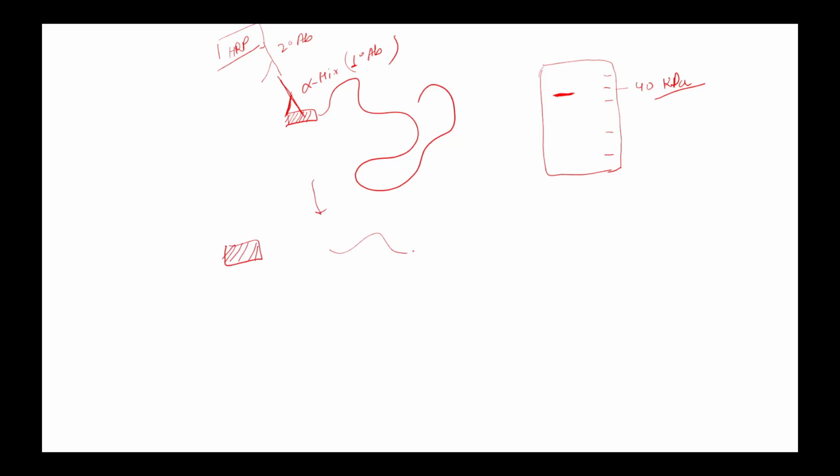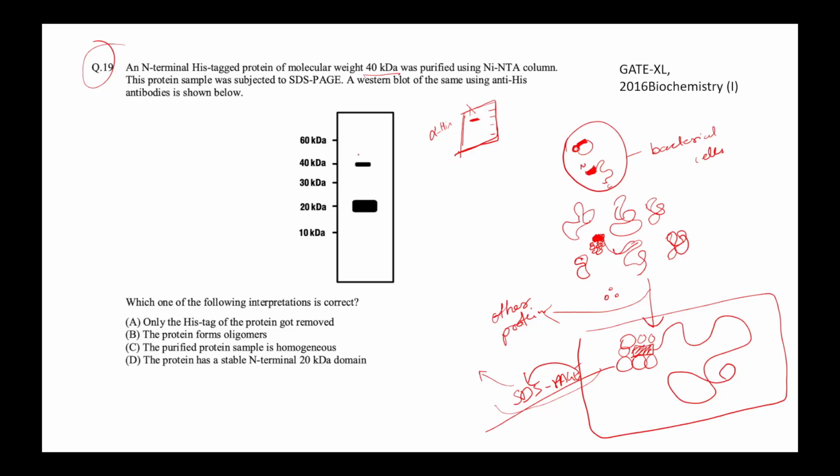Okay, and the protein is being separated. So if the tag is being removed, and this antibody is used against this tag only, then only the whole protein can be recognized. If the tag is removed, the protein cannot be detected. The entire 40 kilodalton protein will not be detected with the antibodies, so this band will not be visible on the Western blot.